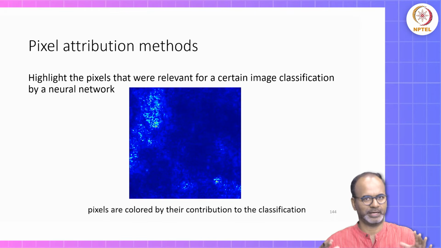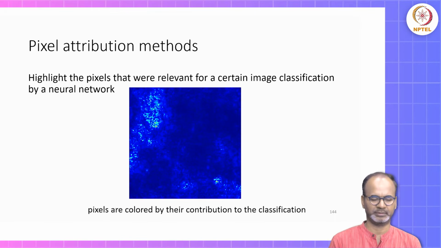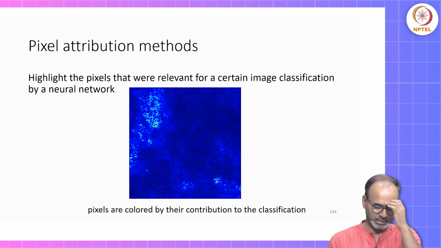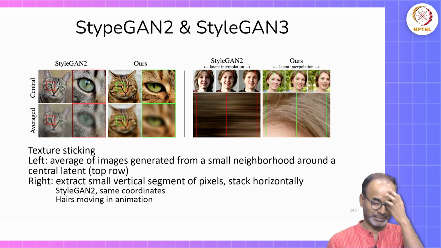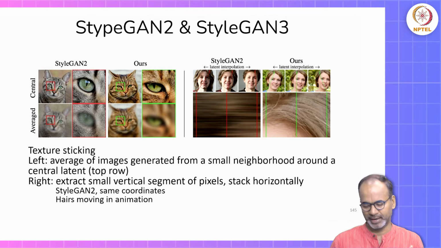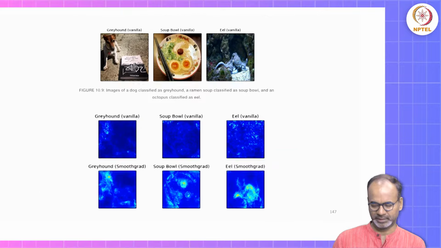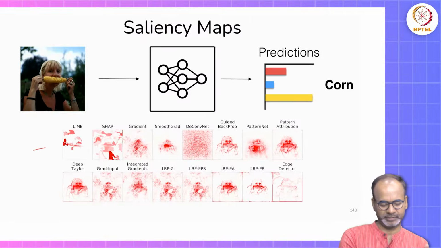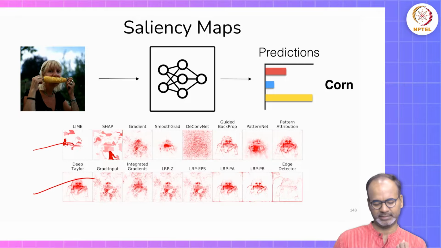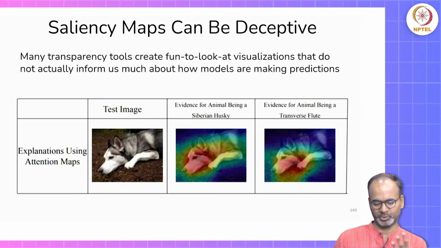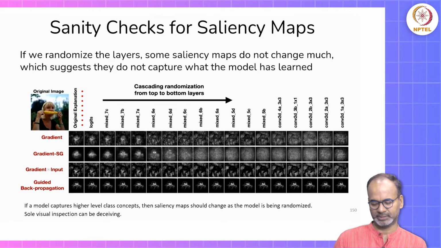We spent a lot of time again understanding different methods: pixel attribution methods, saliency maps, right, GAN2, StyleGAN3. How do these methods work? What are the reasons why some of these methods fail? Examples of how these models perform, saliency maps, different types of saliency methods, and looking at the output of these images can also be deceptive. Talking about some of these.